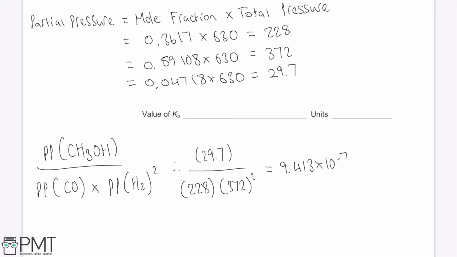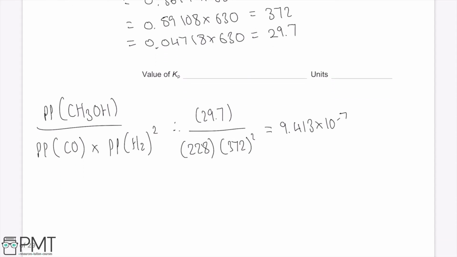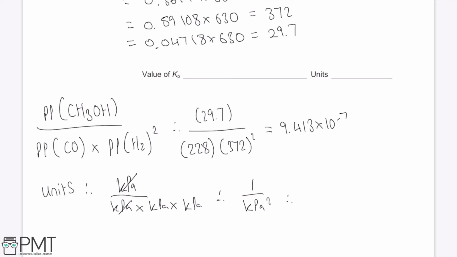Now for the final mark, we need units. Now we have 1 mole on the top and 3 moles on the bottom. So we have 1 divided by kPa squared if we cancel out a kPa on the top and a kPa on the bottom. And when we flip an indice, we get a negative power, so what we are left with is kPa to the minus 2.